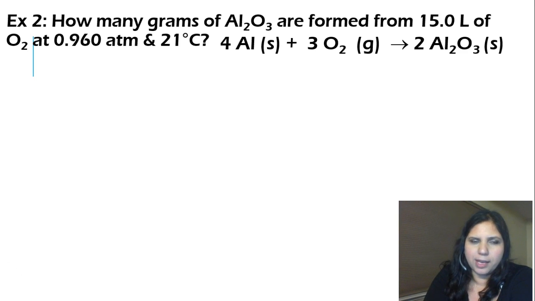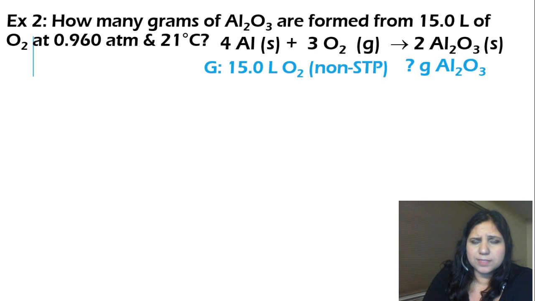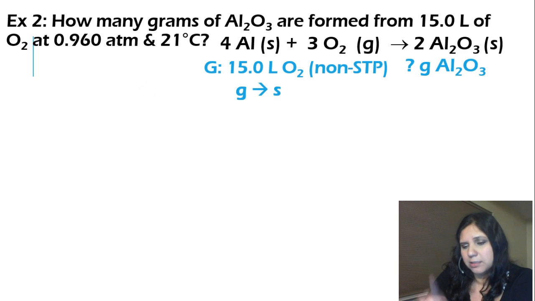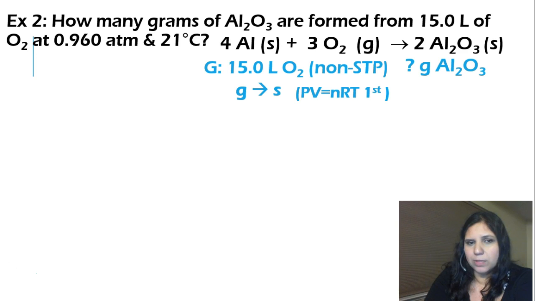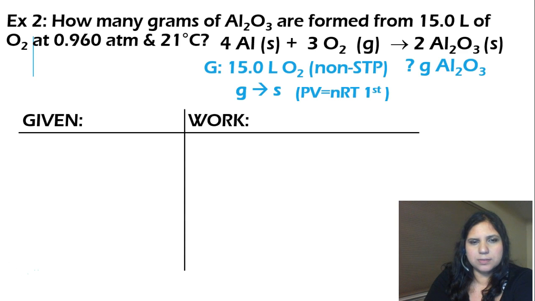So let's think about what's given in terms of the substance. We have 15 liters of oxygen, and we're trying to find the grams of aluminum oxide. Okay, which means we're going from the gas to the solid. When you start with the gas information, you use PV=nRT first. Okay, so let's do that. List our givens and do the work.